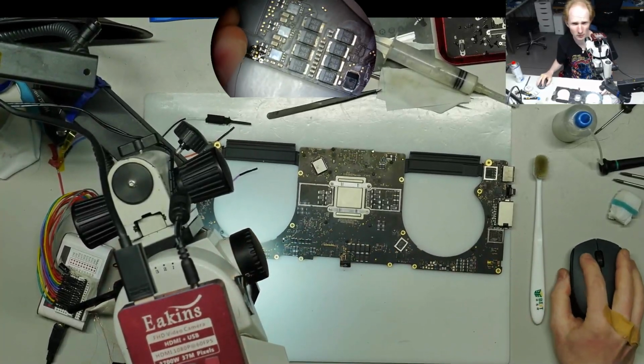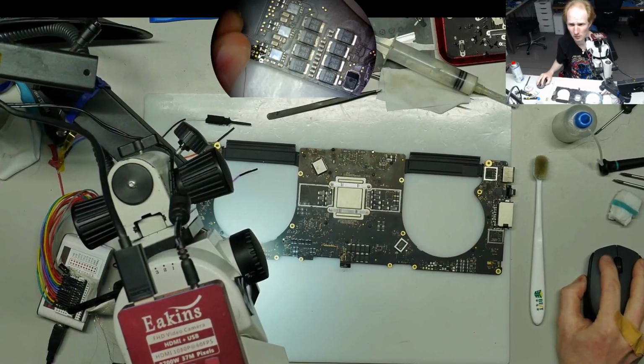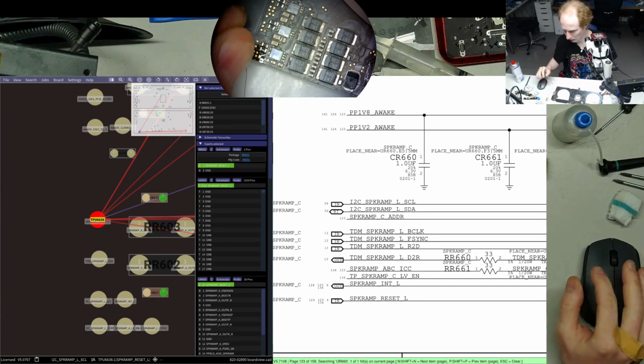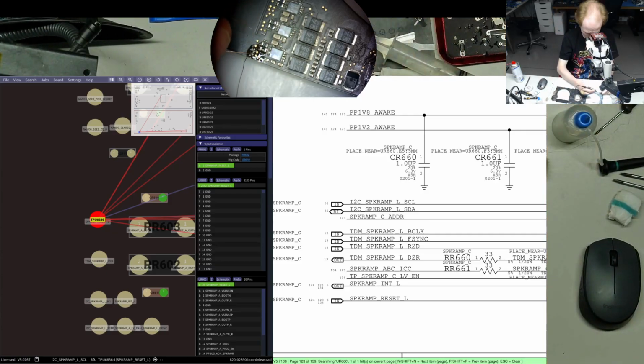Alright. So this is the reset line. Let's solder the third wire to it.